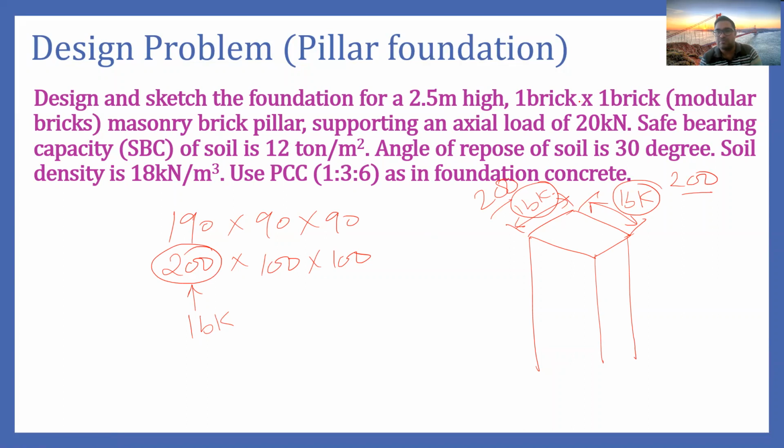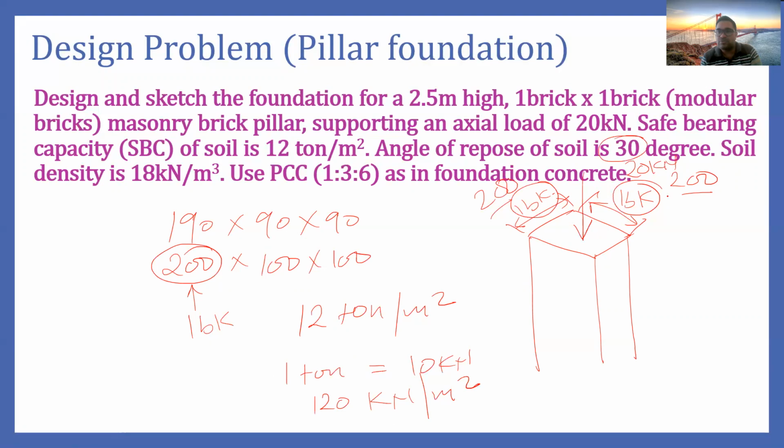if it is given in terms of brick length. And it says it is supporting an axial load of 20 kilonewton. It means it is supporting this load and the load is 20 kilonewton. And the soil bearing capacity is 12 ton. Now we have to convert this ton into kilonewton per meter square. So this is 12 ton per meter square. Now roughly we can consider 1 ton equivalent to 10 kilonewton. So it means the soil bearing capacity becomes 120 kilonewton per meter square.